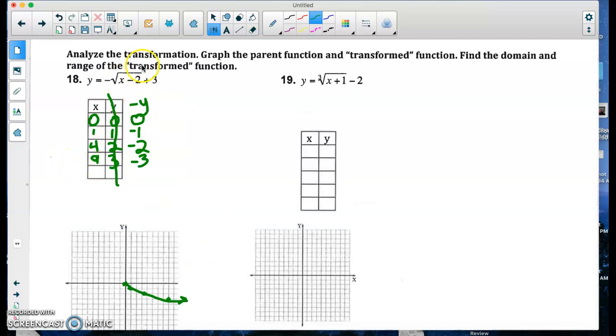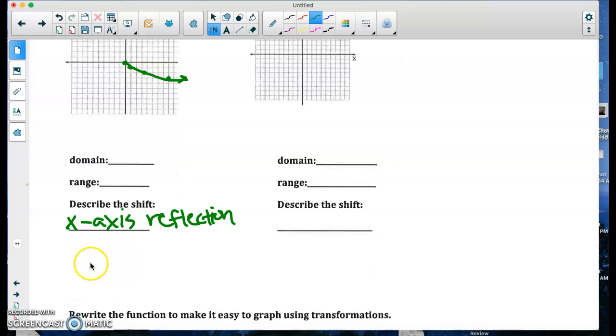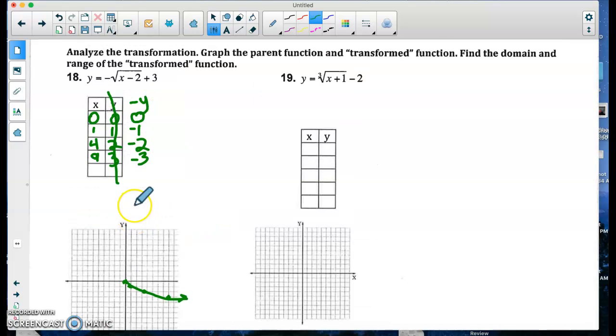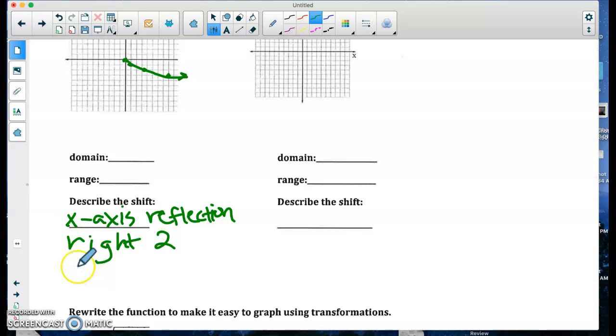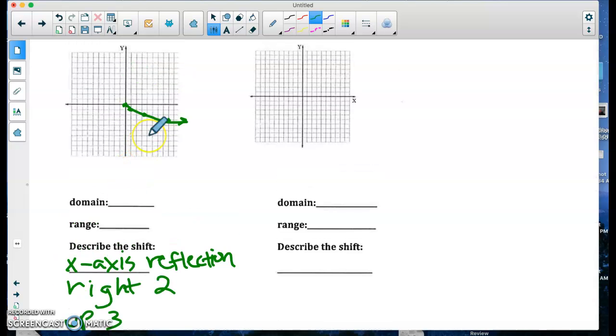And then I need you guys to notice we have a minus 2 here, so that means the next thing we're about to do is go right 2. And then the other thing we're going to do, that plus 3 at the end there, we're going to go up 3. I like to grab a different color just so I don't get confused. I'm now going to take every single dot and go right 2 and up 3. We're going to go right 2, up 3.